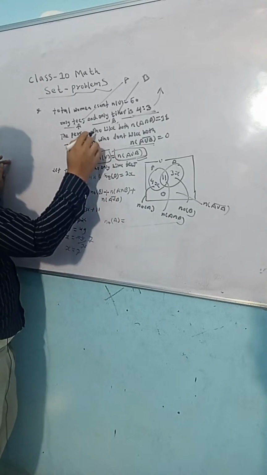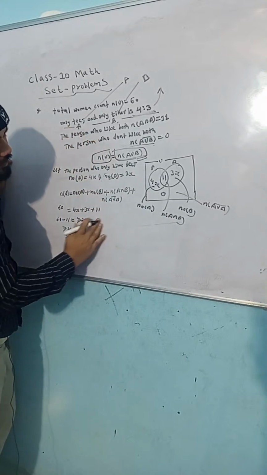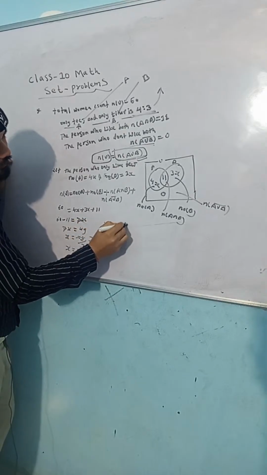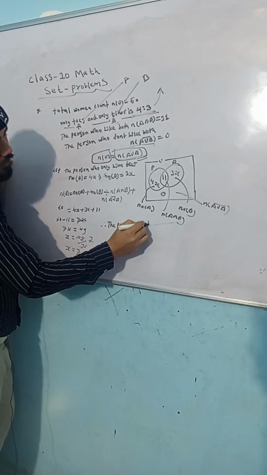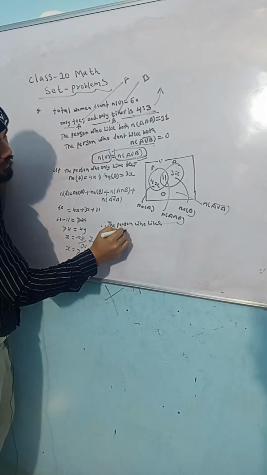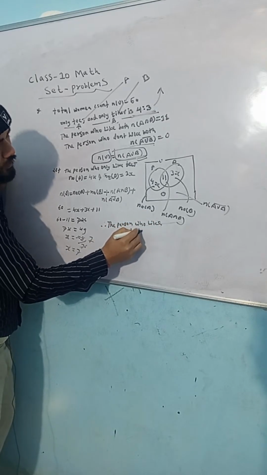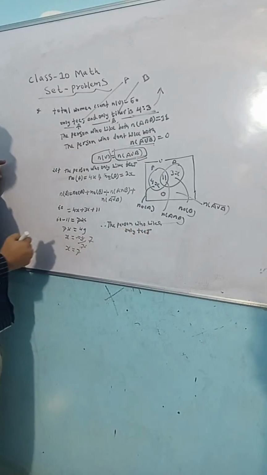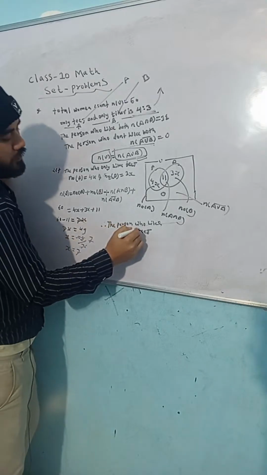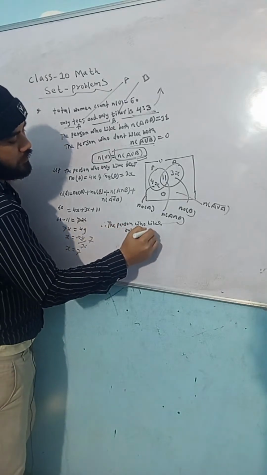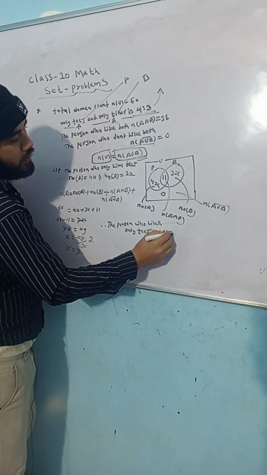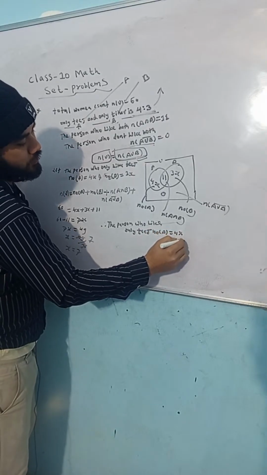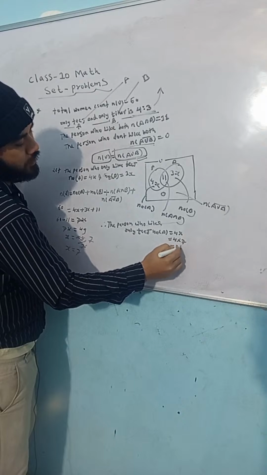So the person who likes only Tej, right? The person who likes only Tej. Okay, 4x, that is nothing but 4 into 7, x value is 7, so 28.